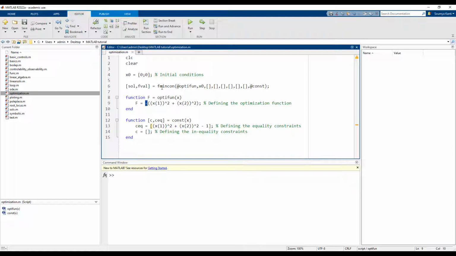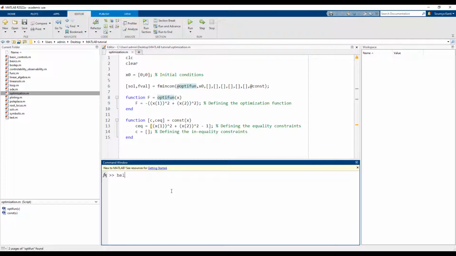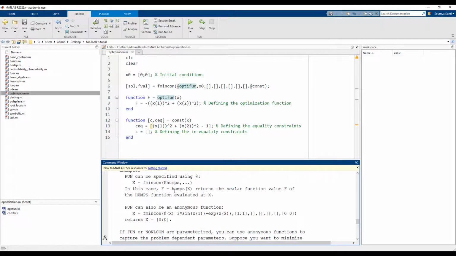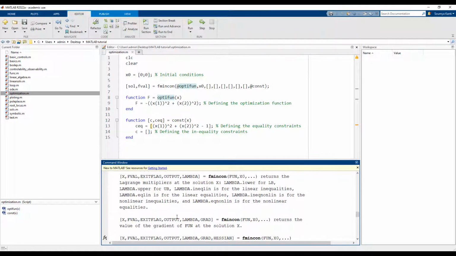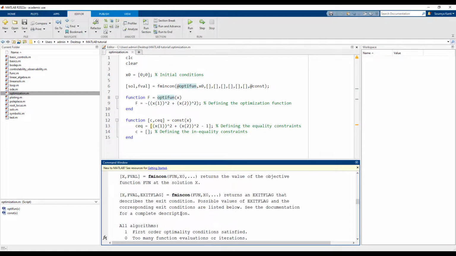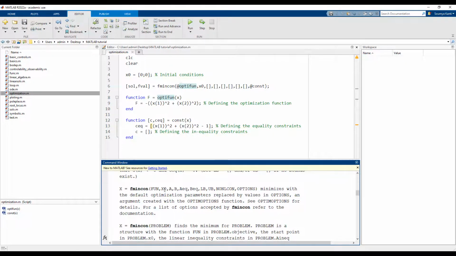Then fmincon is the function here. fmincon actually has a lot of inputs, I'll show you. As you can see, the first argument is the function itself, here the optifun function. Then x0 is the initial condition you provide; you need to provide an initial condition to solve the optimization problem. Here we are choosing it to be 0, 0. Then A and then B.